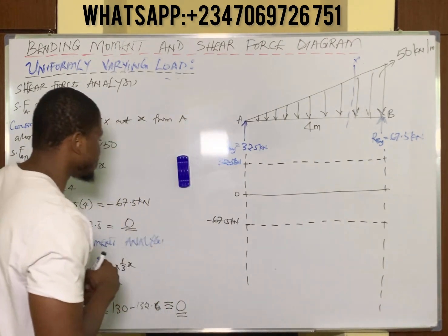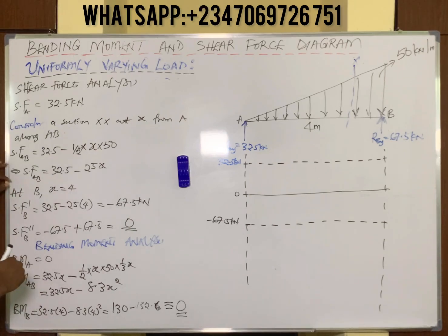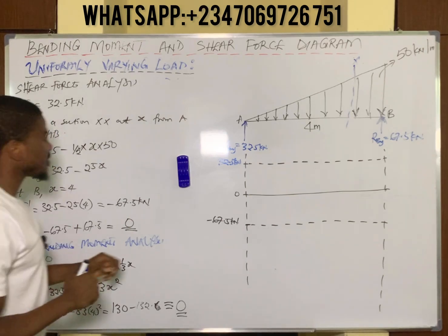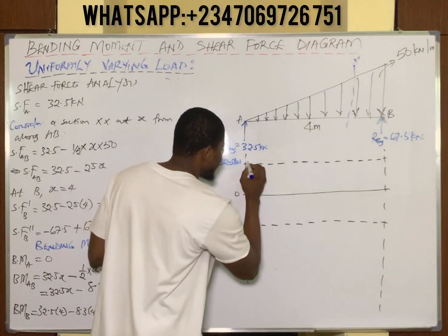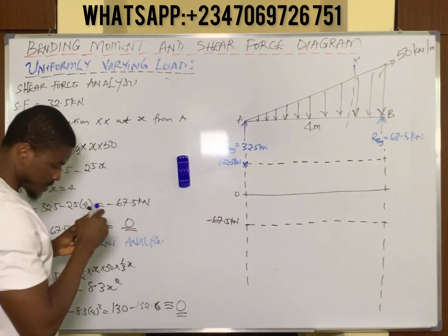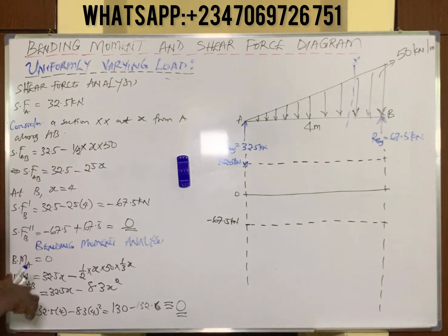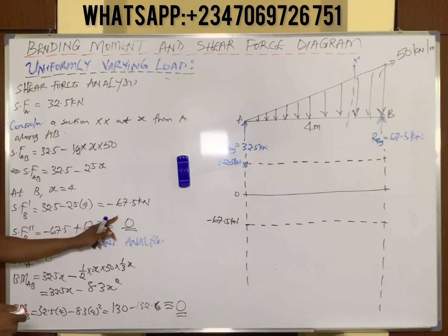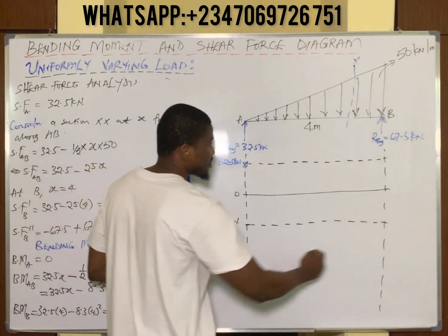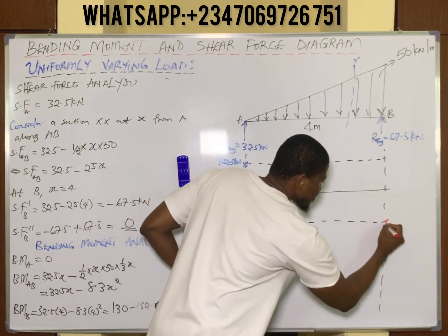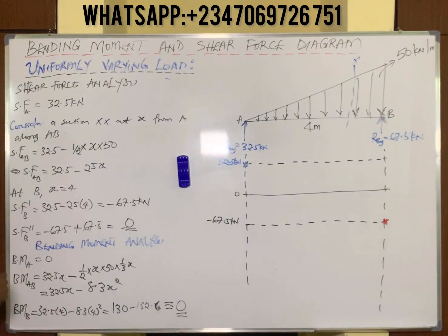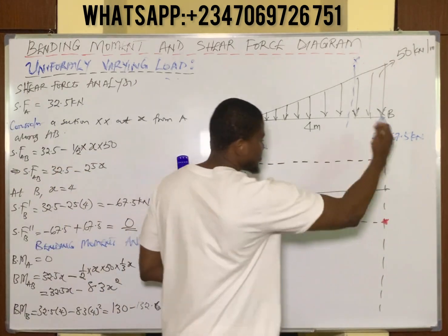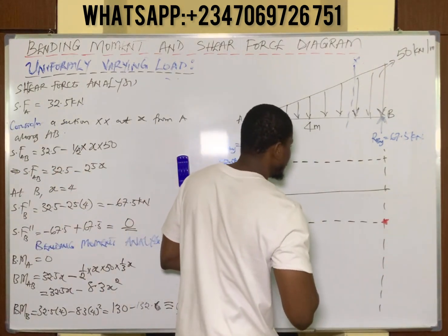Okay, now let's draw the shear force diagram. Shear force at point A is 32.5 kilonewtons. This is point A. This is 32.5 kilonewtons. This is where they meet. You simply asterisk. Okay. Shear force at point B initially, B prime, is negative 67.5. This is negative 67.5. This is B. So you simply asterisk where they meet. Finally, shear force at B double prime, which is final at point B, is 0. This is B, this is 0 mark. You simply asterisk where they meet.